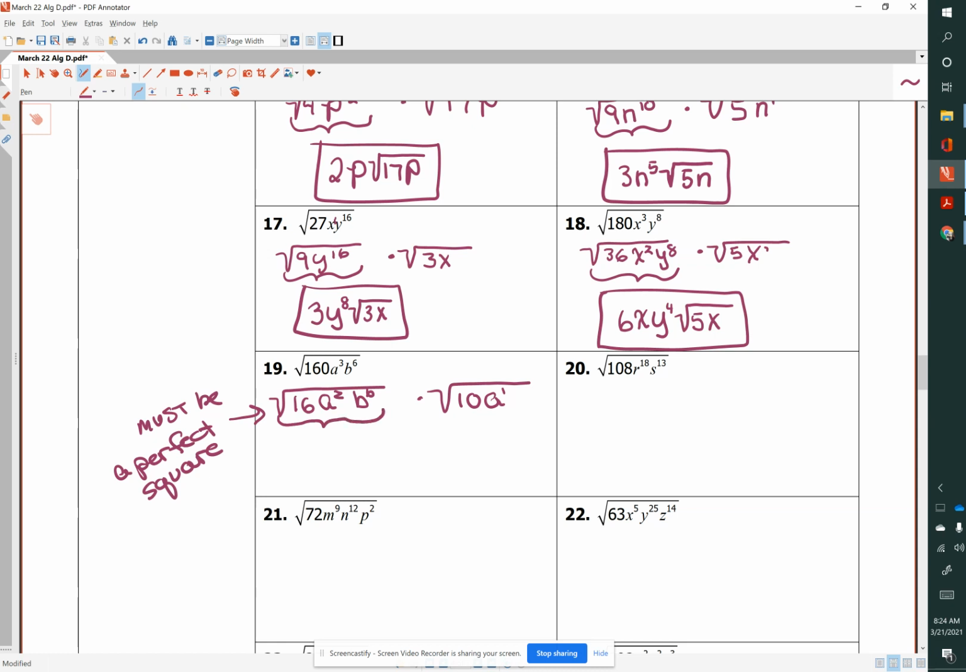So the left side is our perfect square side. For a, 2 divided by 2 is 1. B, 6 divided by 2 is 3. And then our 10a here.